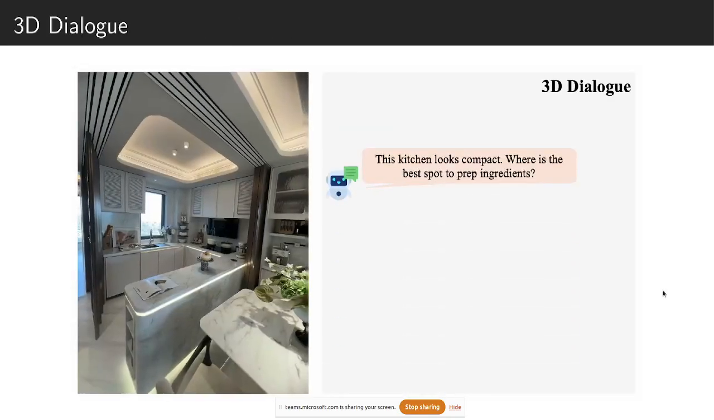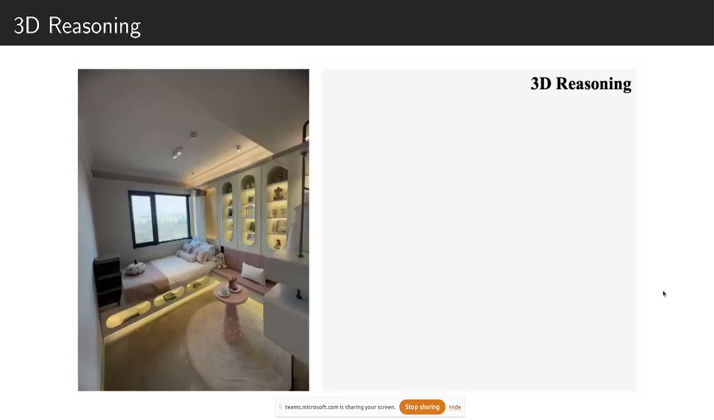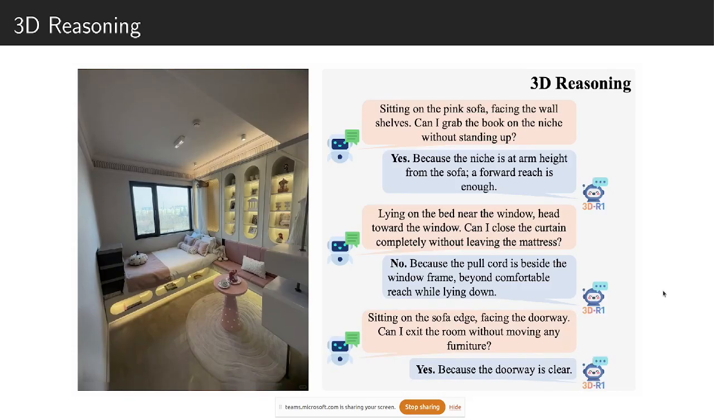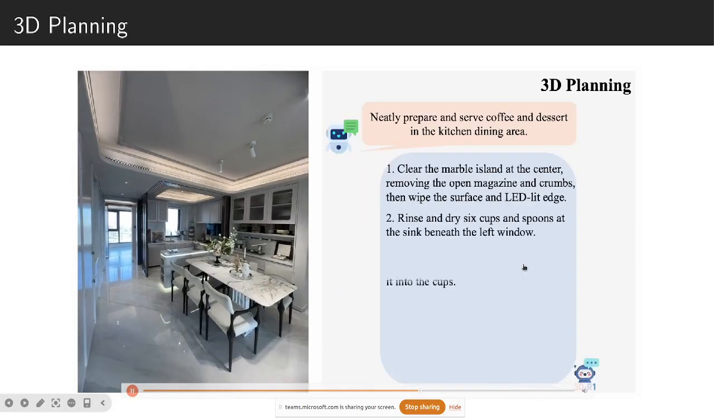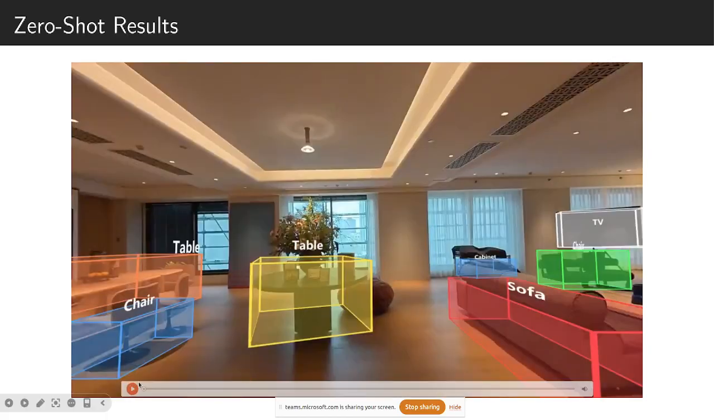There's dialogue, where you basically talk with the VLM. There's a reasoning task, where we set up certain reasonable questions and let the model give you the answer and simultaneously give you the justification. And here's the planning: you give a specific task and let the model help you with a plan. And here's the zero-shot visualization.